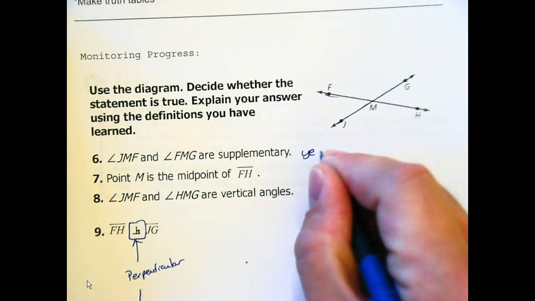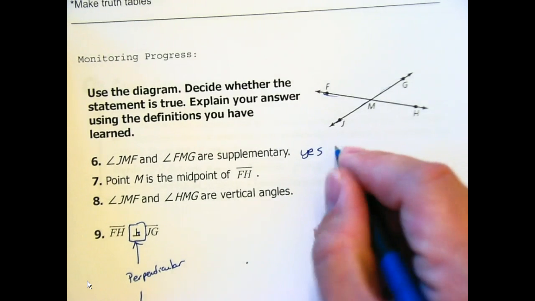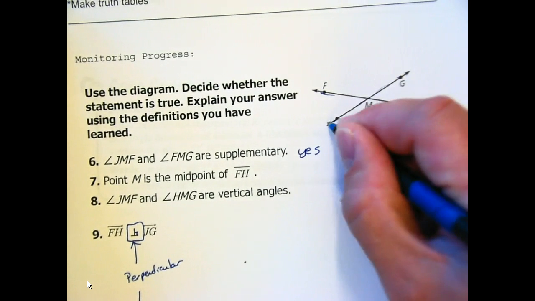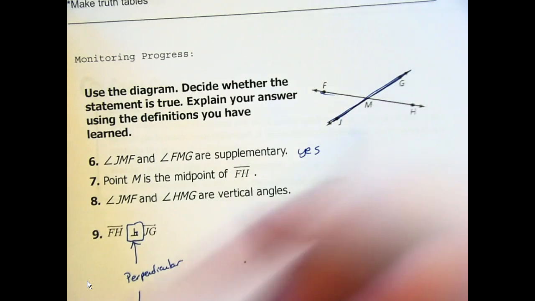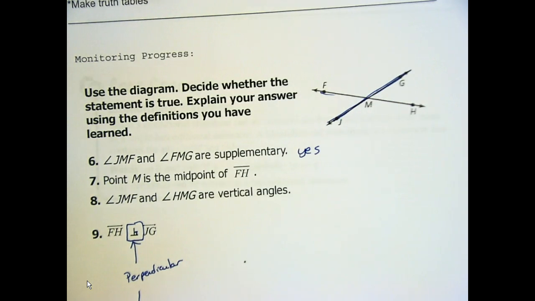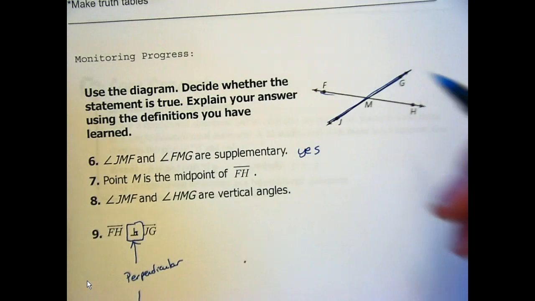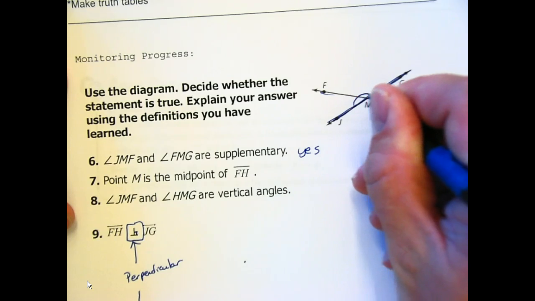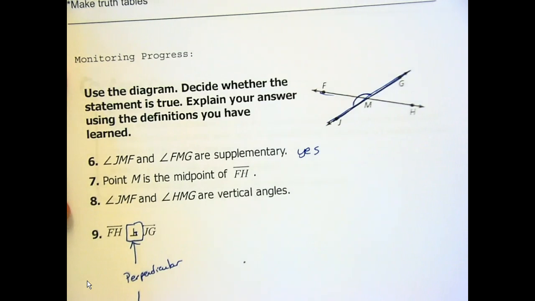Yeah, it's true, because they add up to 180. They make a straight line, and straight lines make 180 degrees. Yes, Alex? Isn't there a symbol, like a half circle? Well, technically, all supplementary angles, you can do that, right? They make a half circle. A diameter is a straight angle.